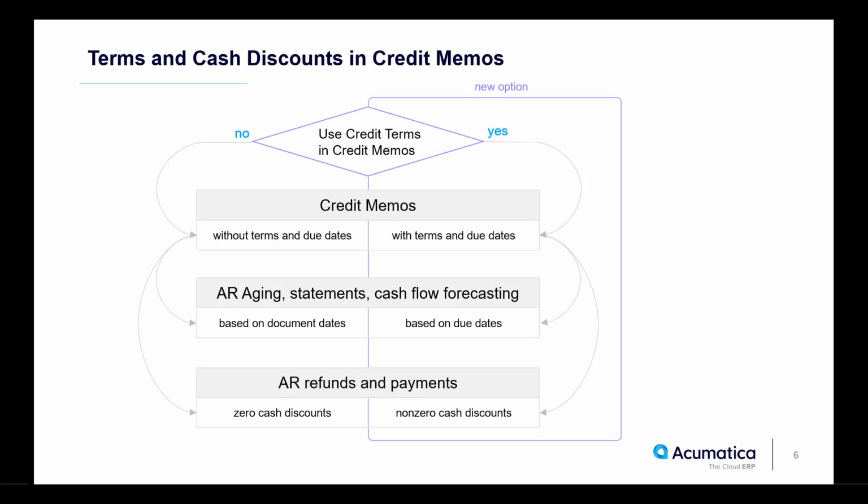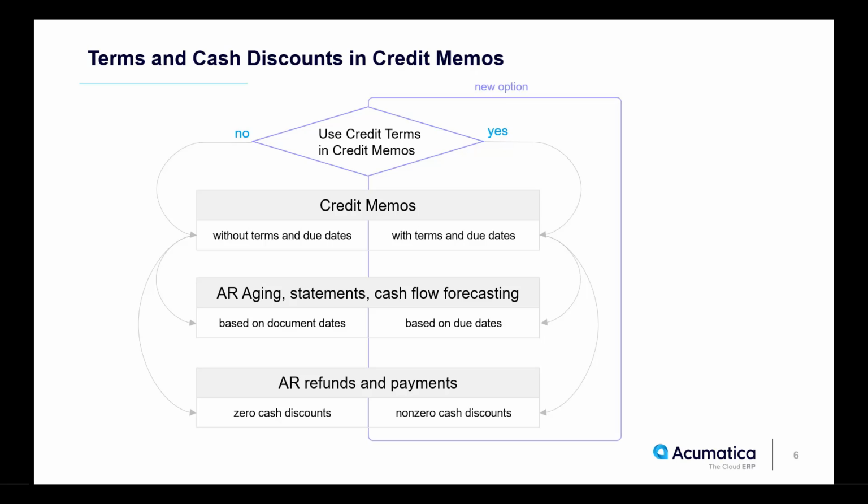Terms and cash discounts in credit memos. Previously, users had no way to specify the due date and cash discounts in credit memos that were created in the system. For example, if a company offered a cash discount for a sale and the customer promptly paid the discounted amount but later returned the goods for any reason, the credit memo was generated without the cash discount, even though the seller was going to refund the discounted amount only.